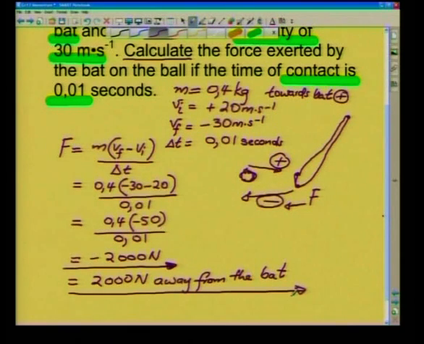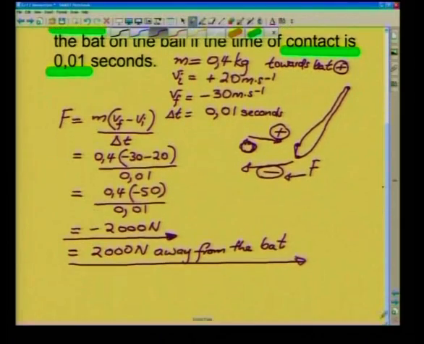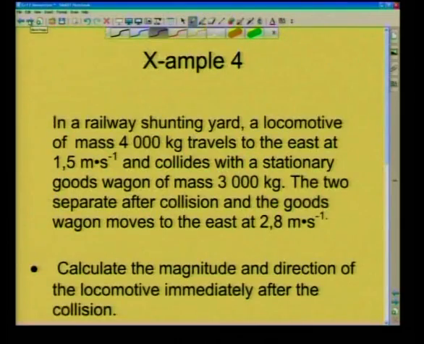Okay, so that's how you would solve that particular problem. Now let's move on to example 4. Example 4 is based on the principle of conservation of momentum, and let's see how you will apply this principle in a situation that actually happens in real life.